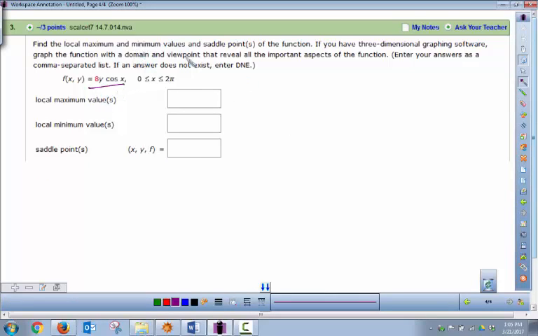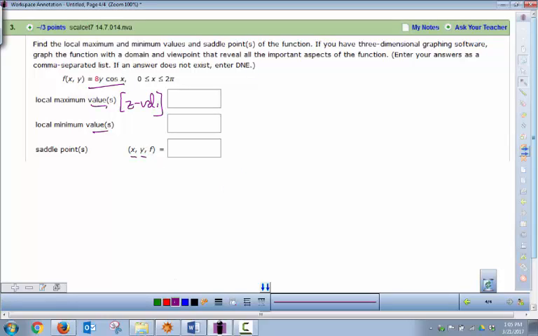So find the local max and mins and saddle points of the function. If you have a three-dimensional graphing software, graph with a given domain, enter your answers here. So notice that they're looking for values here. So the values that they mean is just the z values. So whatever your z value is what you put in here. The saddle point is an actual three-dimensional point. And so when you're entering these things, just be aware of what you're entering.